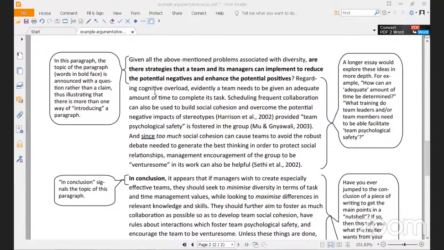Okay, so let's go from the top. Again, we have some bold ideas or words, and this is just to indicate the topic sentences. Now, in this paragraph, the topic of the paragraph is announced with a question rather than just a claim. Again, when we use a question mark to question our arguments it is even better because we are telling the reader that we know what they're thinking. And I'm going to give you the answer for what you are questioning.